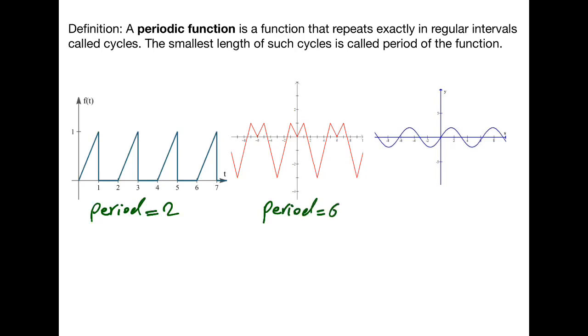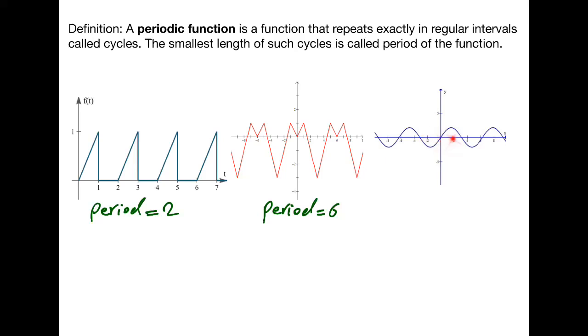Period equals 6. The other example is something similar to that one. So the function starts like this, comes down, and then goes up. So that's one cycle. And the same exact pattern repeats itself. Okay? The same thing repeats forever. So these are examples of periodic functions.